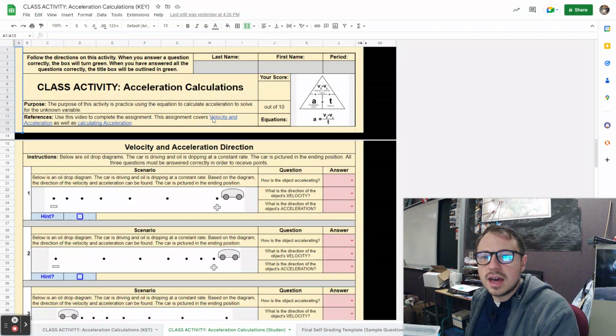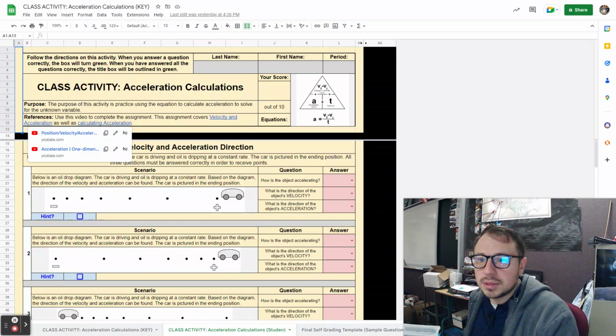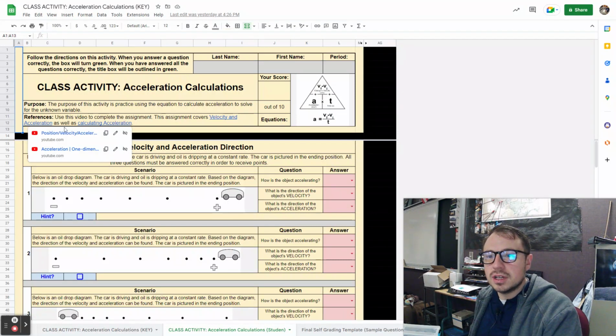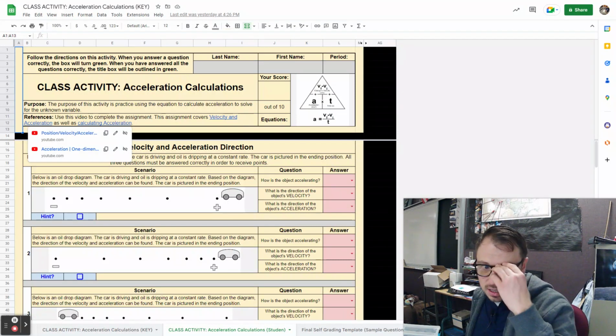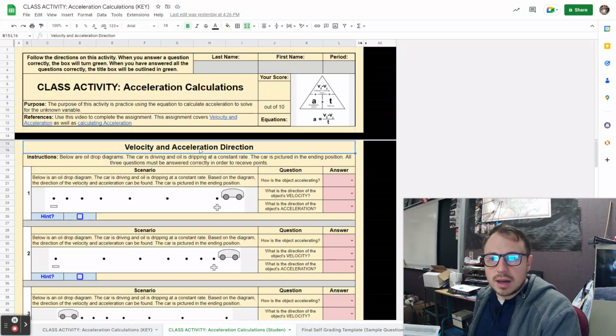There's also a video that helps you with just talking about position, velocity, acceleration, and there is a video that helps calculating acceleration that shows how to do that. All right, so the first part are oil drop diagrams.